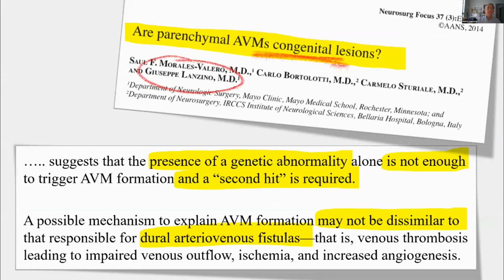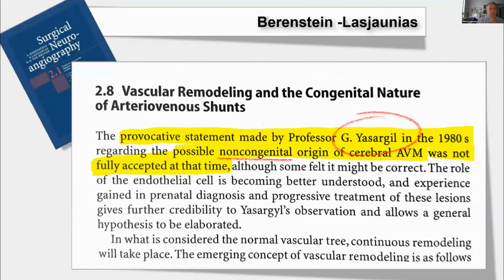Notwithstanding the name arteriovenous malformation, now the overall thought is that they are not congenital. This is a paper from Lanzino, recent, that probably they are something like the dural fistula, where you have something happening during the development, and they have to be considered something acquired and not congenital.